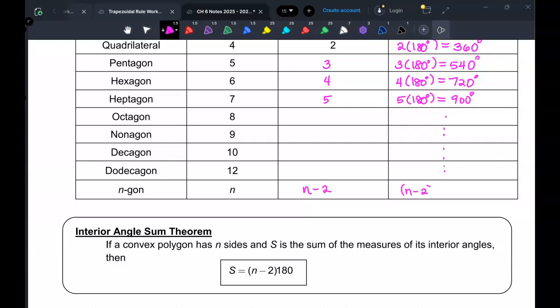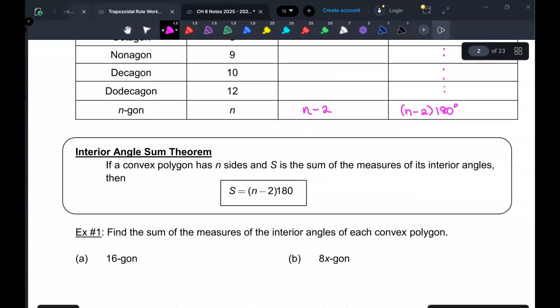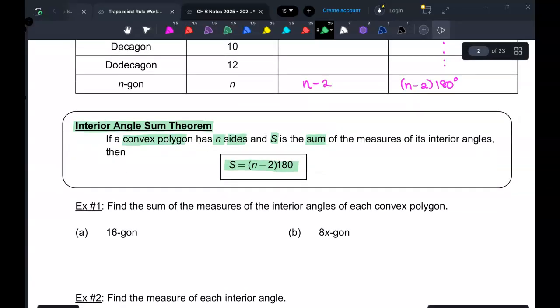So our formula is going to be n minus 2 times 180 degrees. And here is our interior angle sum theorem. S represents the sum. N is the number of sides. So if I now ask you, in our first example here, find the sums of the measures of the interior angles of each convex polygon. So this has to be a convex polygon. It doesn't work for concave, so keep that in mind.